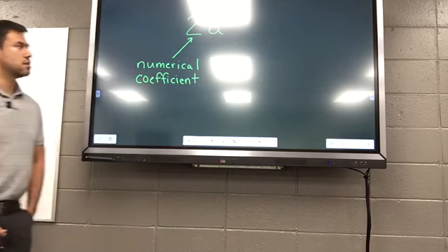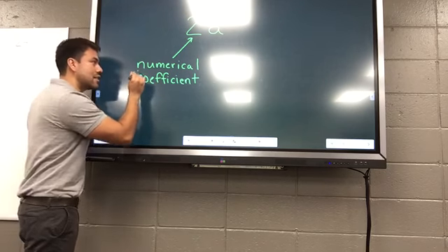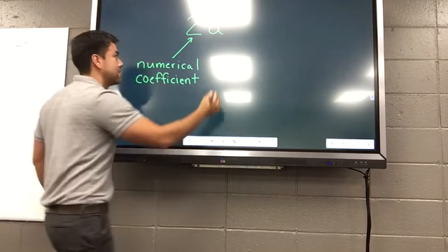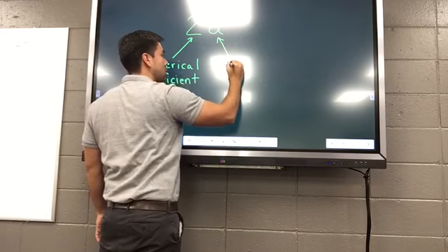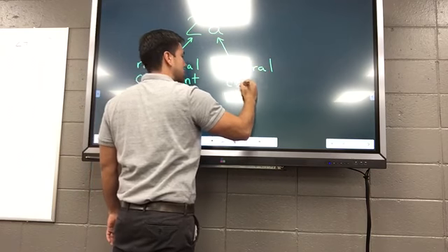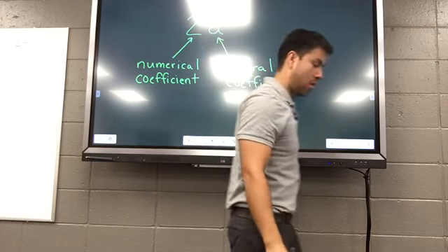Numerical coefficient. You're like, coefficient? I get numerical. What's coefficient? Does anyone know what the prefix co usually deals with? Cooperation. Sorry, together. Yeah, co means together. You have this number working together with what? A variable. A variable, which is called a literal coefficient. Literal. Where'd they get that word from? How do they get literal?